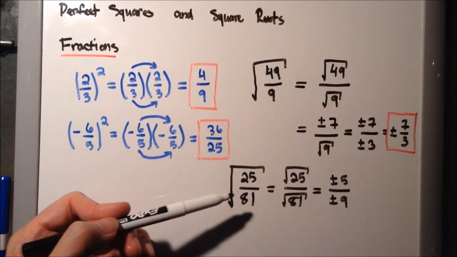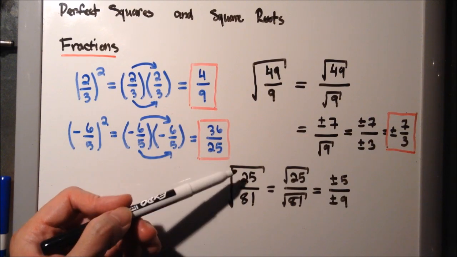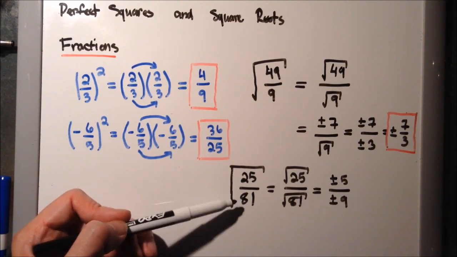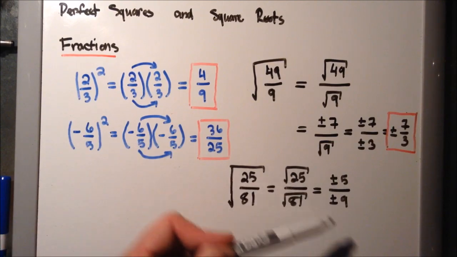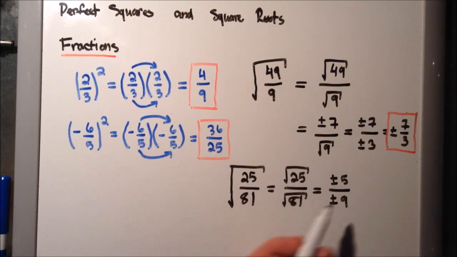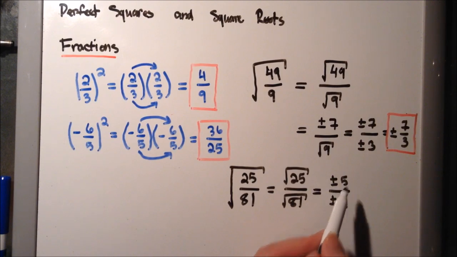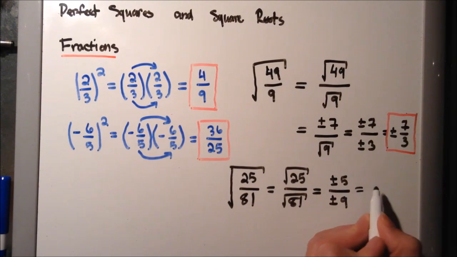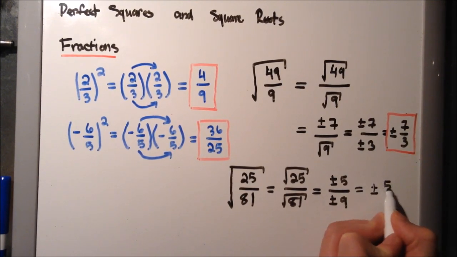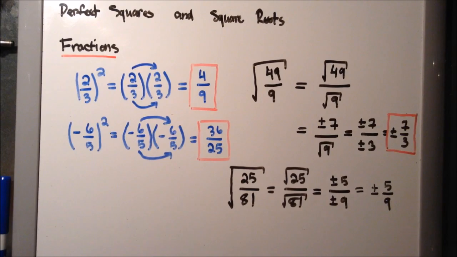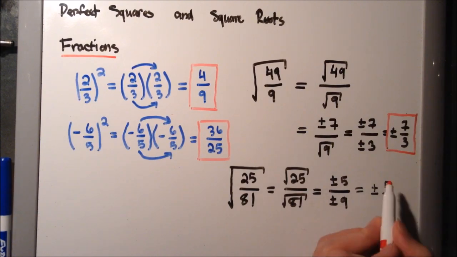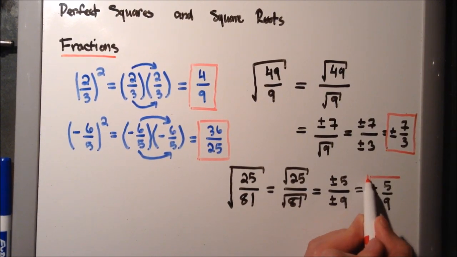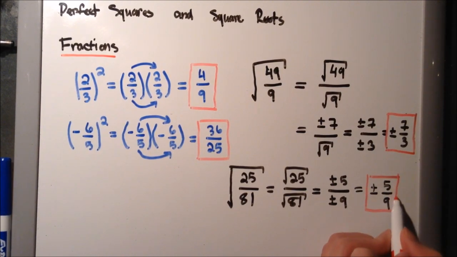And again, if you're doing the square root of a fraction, you can check if you can simplify it to make your job easier. If you cannot, then just continue the process of finding the square roots. Now, here we got positive negative 5 over positive negative 9. Since they both have positive negative, then our final answer would be positive negative 5 over 9. So the square root of 25 over 81 is positive negative 5 over 9.